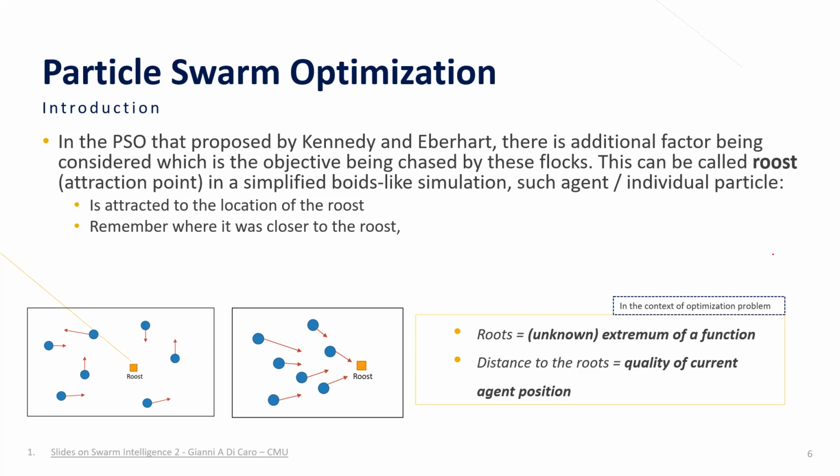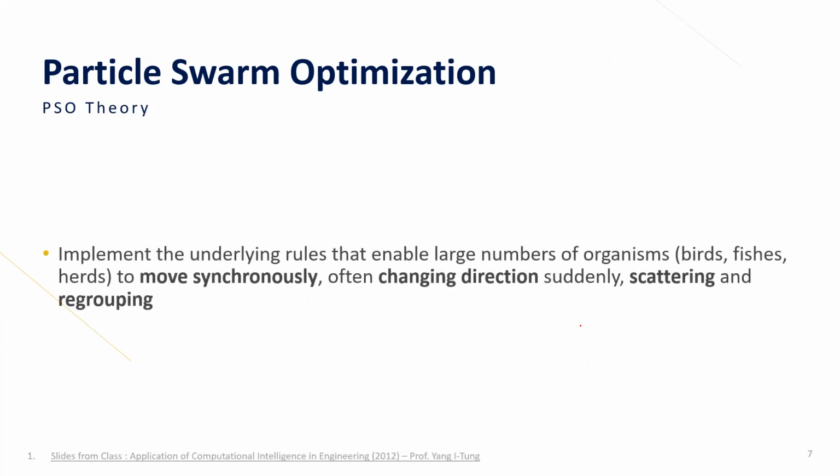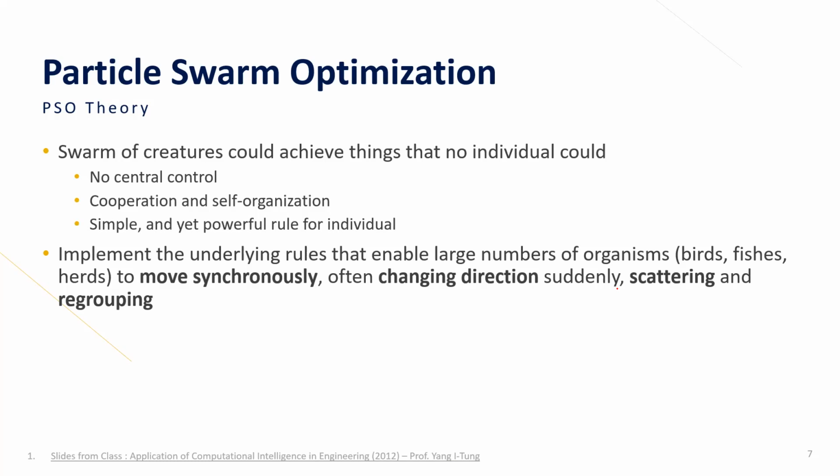Okay, so this is what I already talked about. In theory, PSO represents a swarm of creatures that could achieve things which normally would not be found in individual behavior. So it represents a swarm, or a set of individual behaviors, where normally there is no self-control or central control. It consists of cooperation and self-organization, and it is simple yet powerful. Okay, so that's what makes it interesting to be adapted as an algorithm.